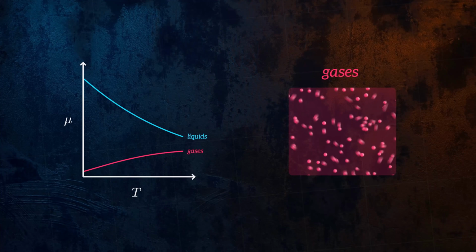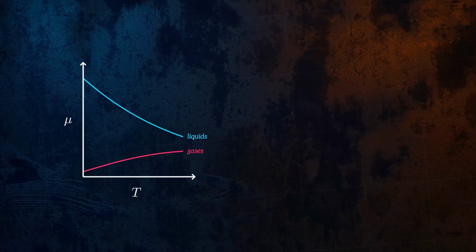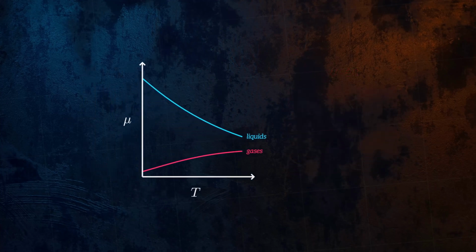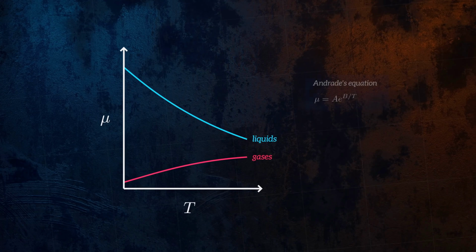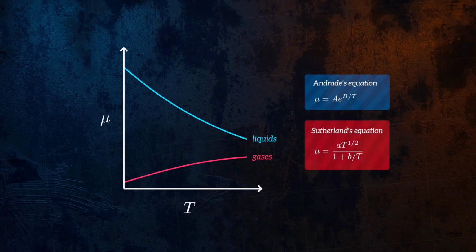The temperature dependence of viscosity can be modeled using simple empirical correlations. We can use Andrade's equation for liquids and Sutherland's equation for gases, where the various constants are determined for each fluid by experimentation. Viscosity also varies with pressure, although to a much lesser extent than temperature, and so pressure dependence is often neglected.